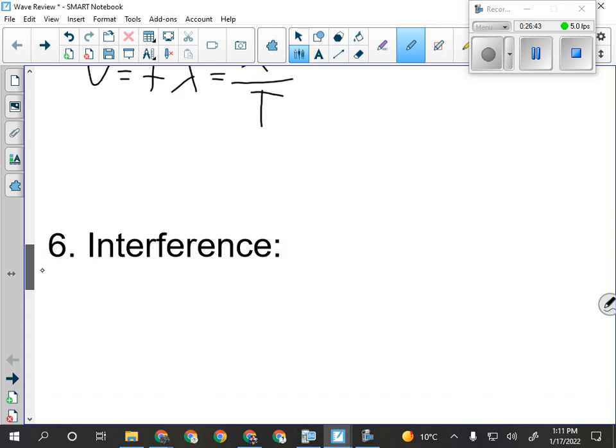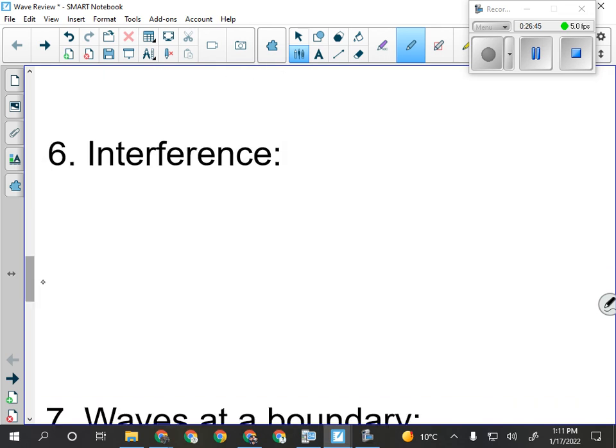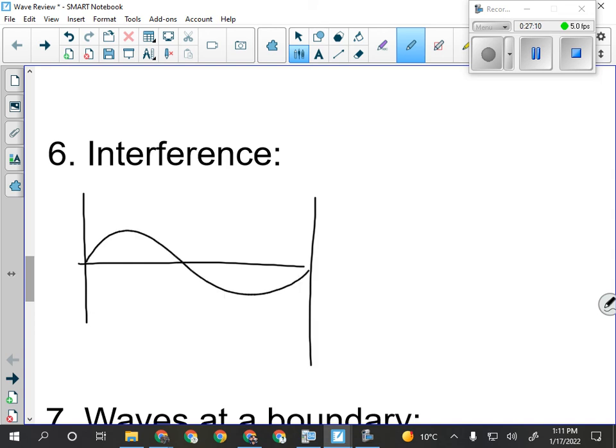Okay, then interference. I already told you that what I'm going to do on the test is put 2 waves on a piece of graph paper overlapping, and you have to tell me what kind of interference is occurring, constructive or destructive, and draw the resulting waveform based on the law of superposition. So were I to give you, let's say, this wave and that wave, would I be looking at constructive or destructive interference?